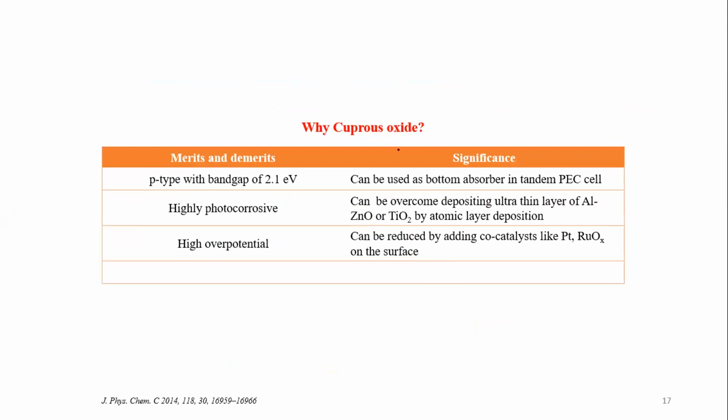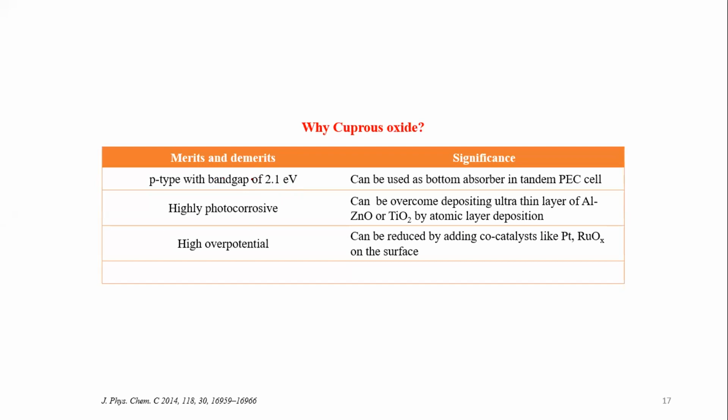Similarly, we work with cuprous oxide as the photocathode, because this is also one of the standard materials in the photoelectrochemical community. This cuprous oxide has a direct band gap of about 2.1 electron volts. So the top electrode is 2.4 electron volts, and this bottom electrode has a band gap of 2.1. So it's a good choice to combine these two systems.